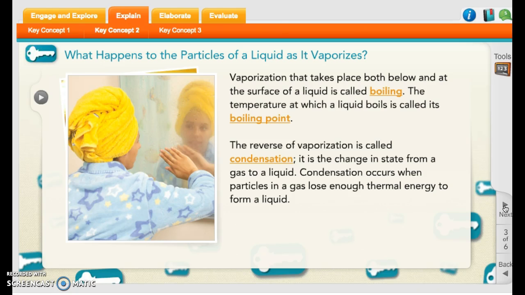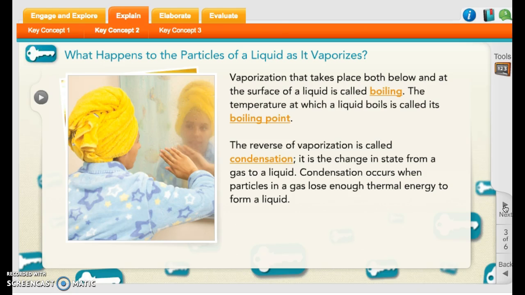Vaporization that takes place in both places, not just on the top, but also in the liquid itself, is called boiling. When the temperature of the liquid is raised to the boiling point, the liquid will boil, and you'll see those little bubbles form in it, and it will throw those bubbles up into the air, and that's actually molecules of the liquid going out.